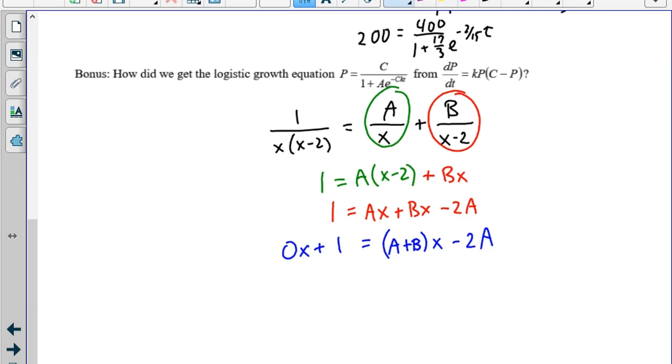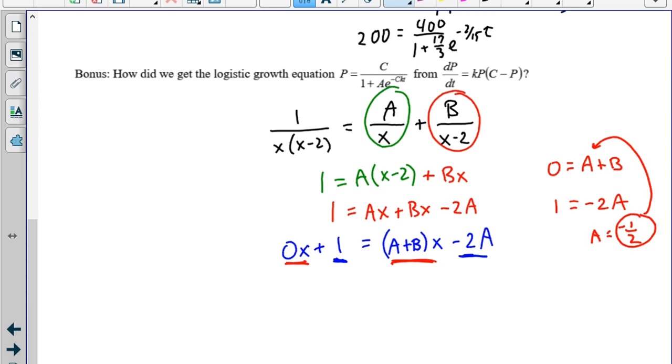So I have a couple of different things that I know. I'm sorry, 1 is really 0x plus 1. So I have two things that I can match up. 0x must equal (a plus b)x because they're in the same part of the equation, and 1 equals negative 2a. So I can say 0 equals a plus b, and 1 equals negative 2a. I solve and get a equals negative 1/2, and when I substitute this in, I get b equals positive 1/2.